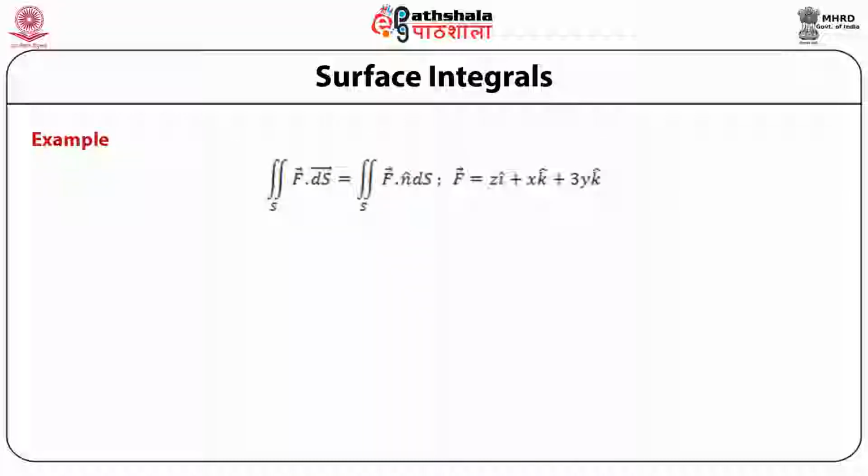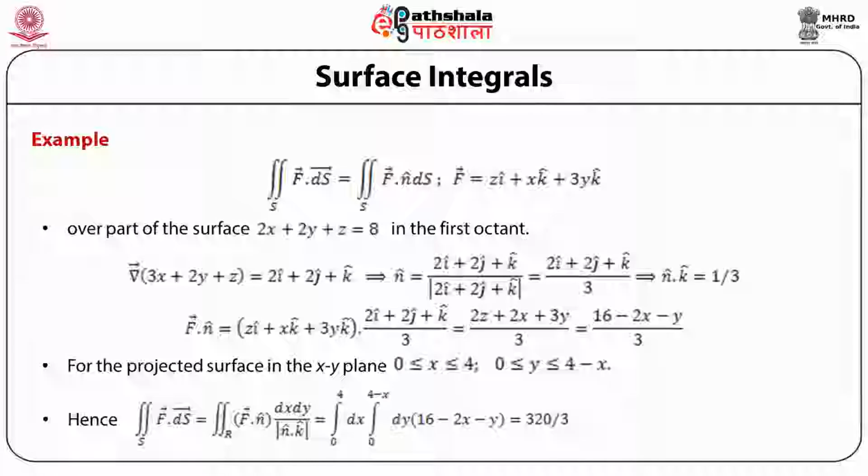So let us see some example. Evaluate the surface integral of F dot ds, which is equal to surface integral of F dot n cap ds, where F is equal to z i cap plus x j cap plus 3y k cap, over the part of the surface 2x plus 2y plus z equals 8 in the first octant.